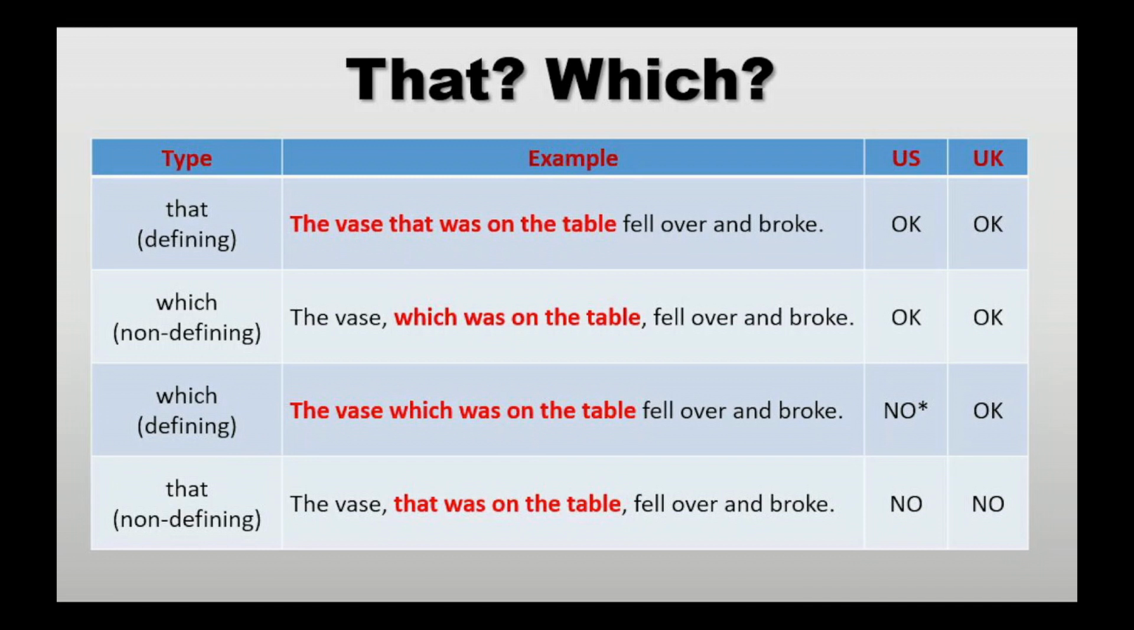Finally, the last one, this one is wrong in the UK, wrong in the US. Remember this. And this is a non-defining relative clause using that, meaning the vase, comma, that was on the table, comma, fell over and broke. Always wrong. Always wrong in the US and in the UK. If you have a non-defining relative clause set off by commas, you must use which.